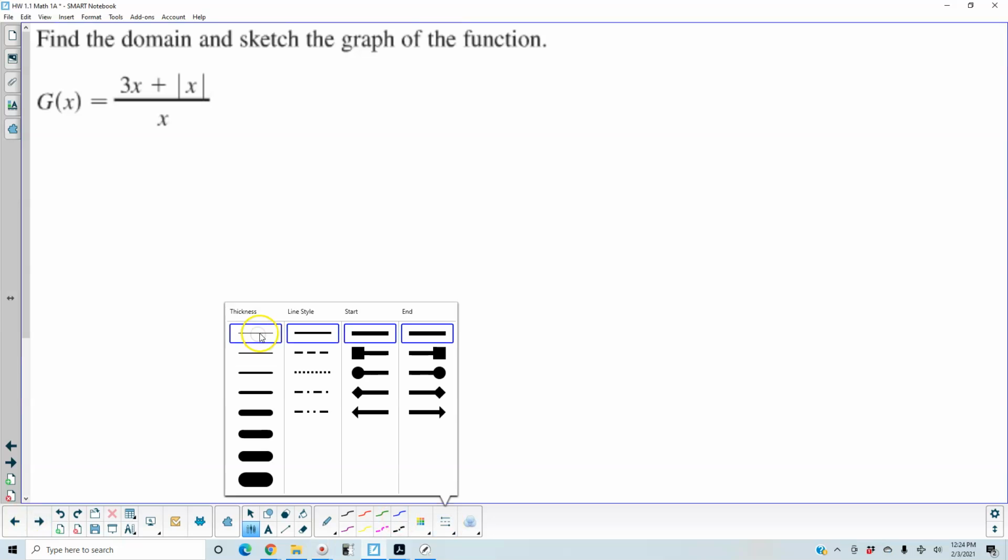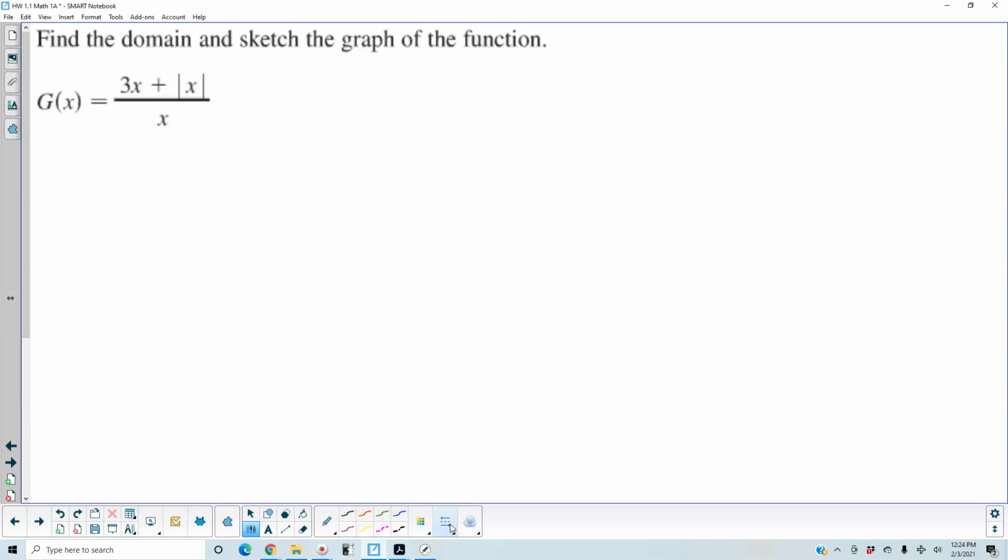Here we want to be able to find the domain and then sketch the graph of the function g of x, which is equal to 3x plus the absolute value of x, divided by x. Now, we first need to take a look at the definition of the absolute value of x.